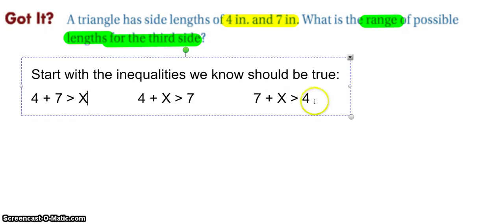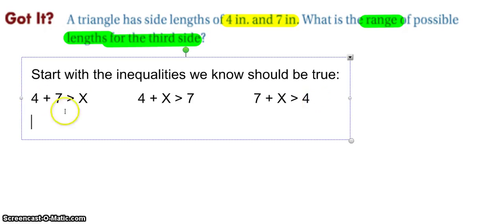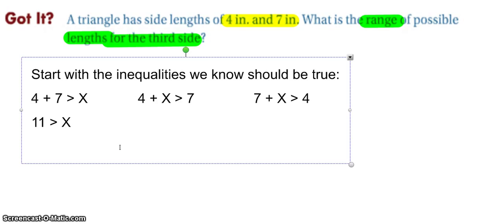So if we look at 4 plus 7 being greater than x, well really 4 plus 7 is 11. So that tells me that 11 must be greater than x, or another way that I could write that is that x must be less than 11. Now that helps because it tells me that I know the top value, the largest that the side could be is under 11 because it cannot be equal to 11, it has to be less than 11.